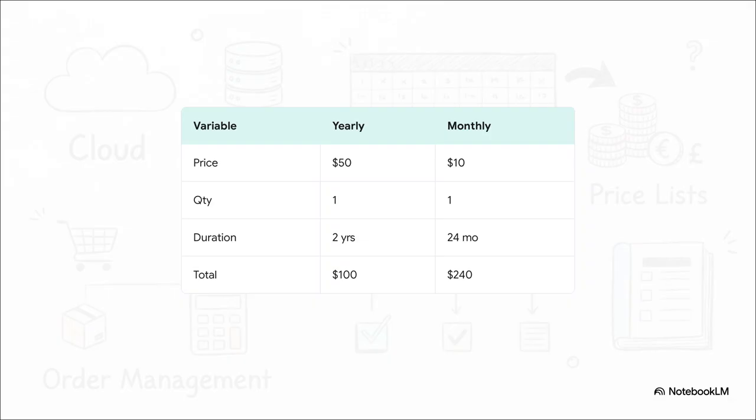The base formula is simple. Unit price times quantity times service duration. Take a look at the Vision Trade magazine column. It's $50 a year, times one subscription, times 2 years. That results in a duration extended amount of $100. But if it's billed monthly, like the recurring service on the right, it's $10 a month times one subscription times 24 months. That gives you an extended amount of $240. The engine just effortlessly scales the calculation based on whatever time period parameters you throw at it.